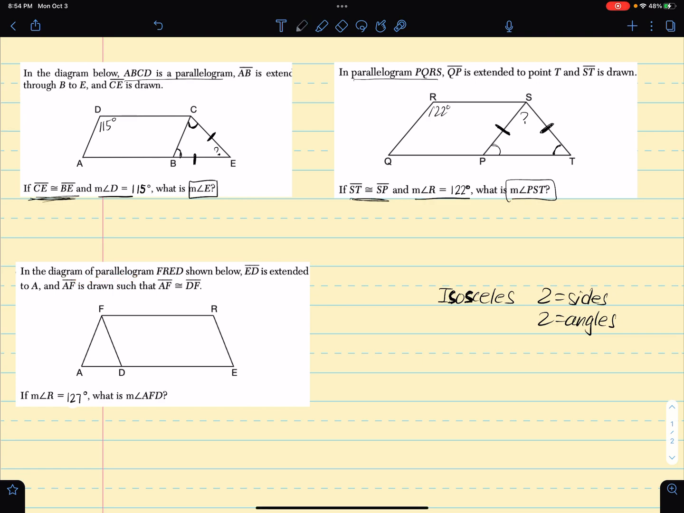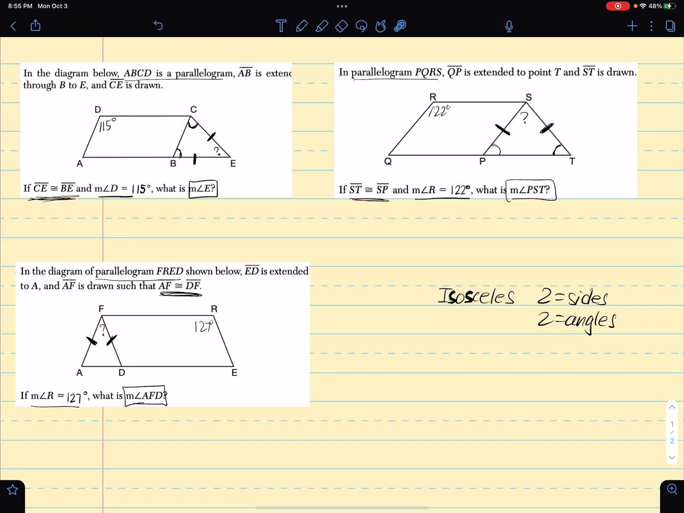Now let's look at this problem here. In the diagram of a parallelogram FRED, below, line segment ED is extended to A and line segment AF is drawn such that line segment AF is congruent to line segment DF. So this is line segment DF. Once again, here we have measure of angle R is 127 degrees, and it's asking us to find the measure of angle AFD. So this is the question mark.